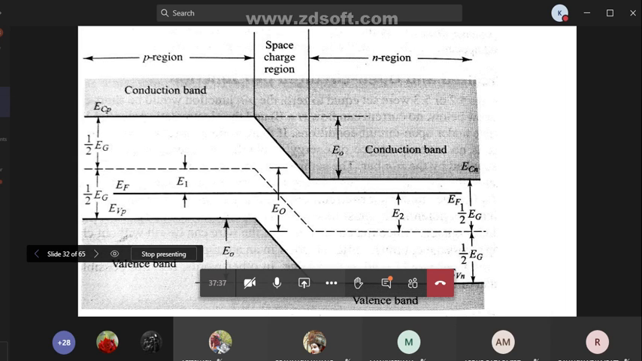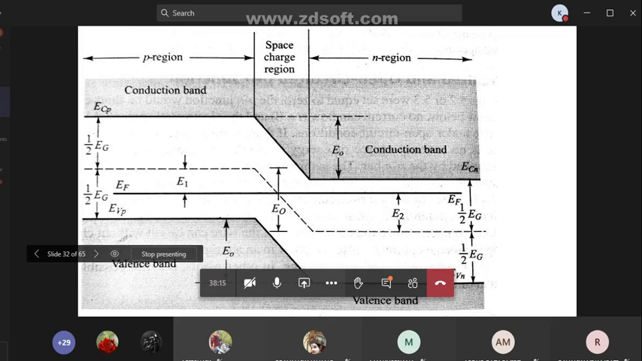So EF minus EVP, right? EF minus EVP means this level. It is the EF level, and this one is EVP, so we require this level. So EF minus EVP equals, how to write? This total gap, from this point to this point, is EG by 2, right? So subtract this E1 from EG by 2, then you will get EF minus EVP.